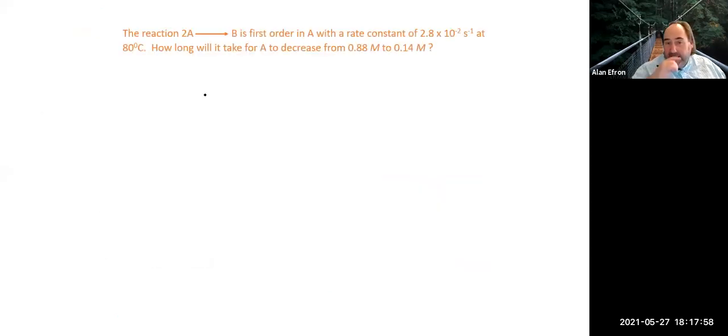Okay, so if we take a look at one here, the reaction is first order in A with a rate constant of 2.8 times 10 to the minus 2 reciprocal seconds. How long will it take A to decrease from 0.88 to 0.14? Why don't you take a couple minutes here and see what you come up with.